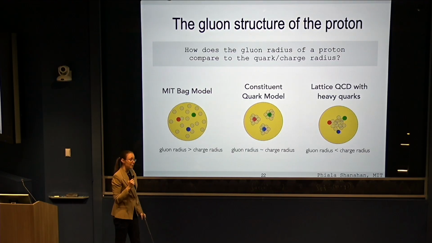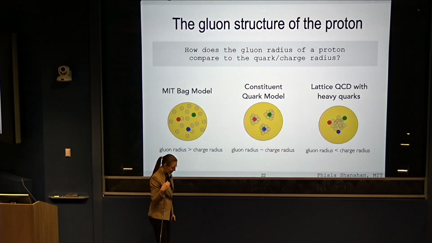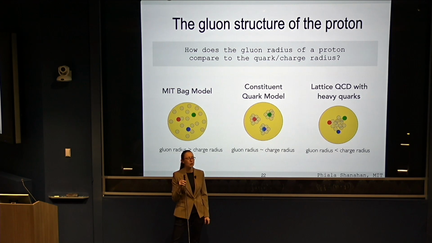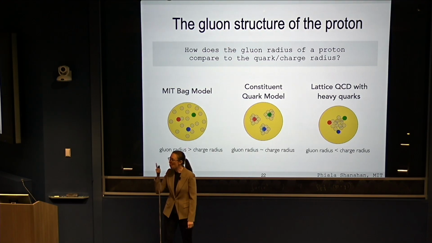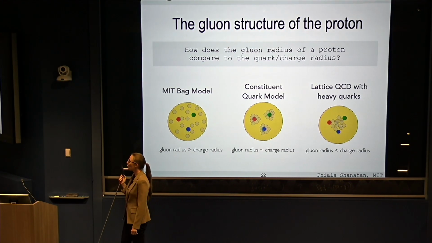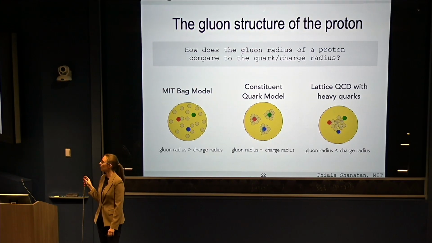And in talking about this, I want to emphasize that there are some fundamental and even qualitative questions. This is very satisfying to me, that there are qualitative questions that we're only beginning to be able to answer and have answered in the last couple of years. One of those questions is, what is the gluon radius of the proton?